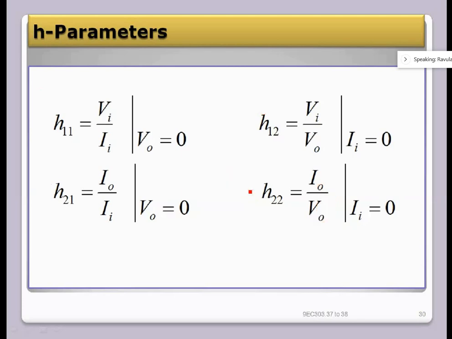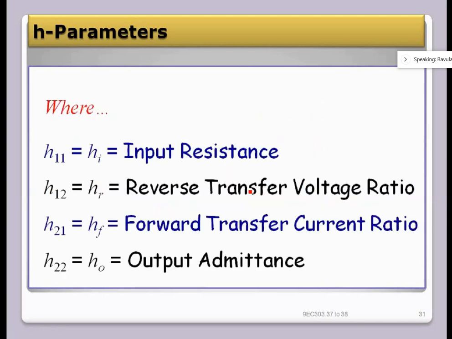So now we will define the H parameters, where H11 is the HI, input resistance. H12 is the HR, the reverse transfer voltage ratio or reverse voltage gain. H21 or HF is the forward transfer current ratio or forward current gain. H22 is the H naught, output admittance. So these are the hybrid parameters we have now derived.